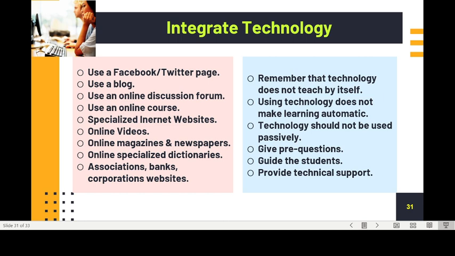Technology should not be used passively. We have to give the students questions. We have to guide the students. We have to provide technical support. Sometimes they have problems. They don't know how to find something. So we have to give them something to work on.